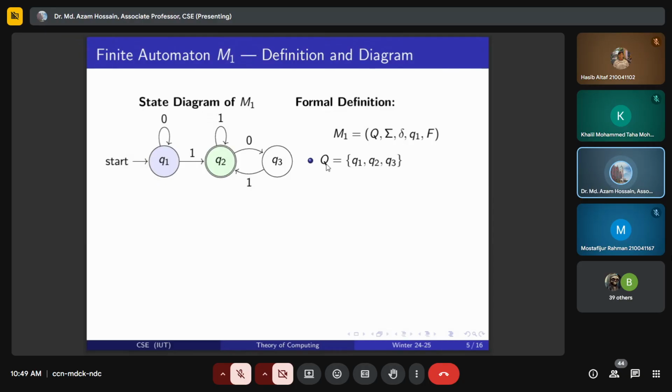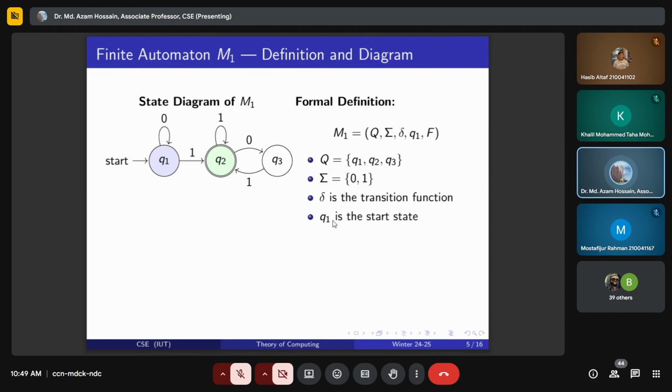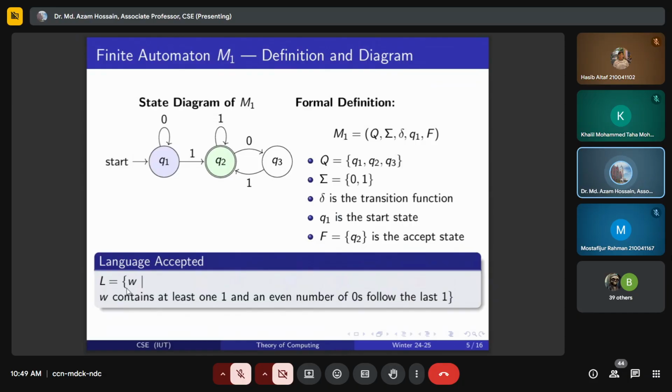So these are my states Q1, Q2, Q3. And this is my alphabet 0 and 1. And delta is my transition function. Q1 is my starting state. If my final state is Q2, and this language W contains at least one 1, and an even number of 0s follows the last one. Even number of. Is it correct?